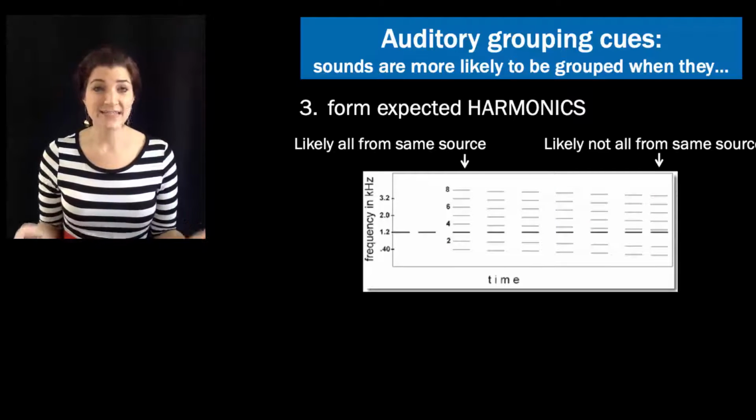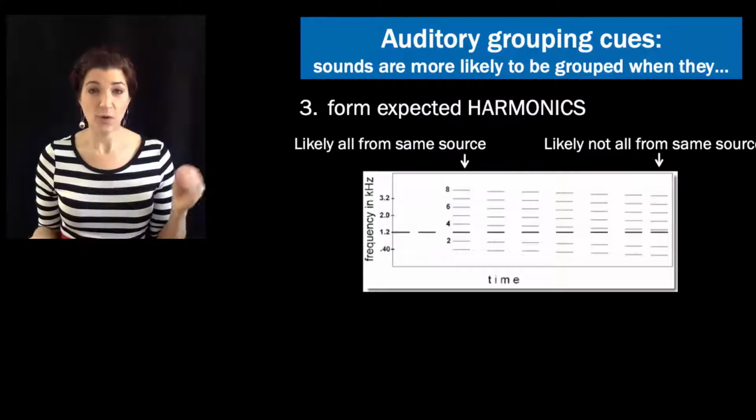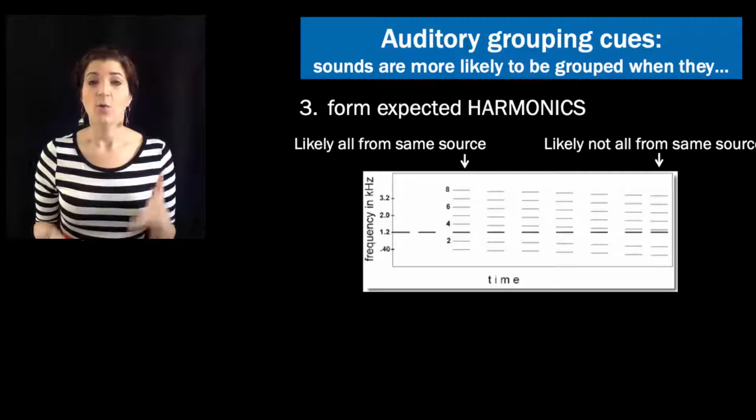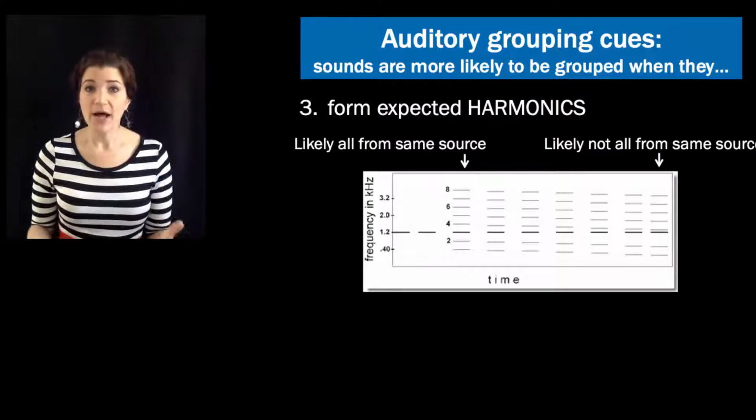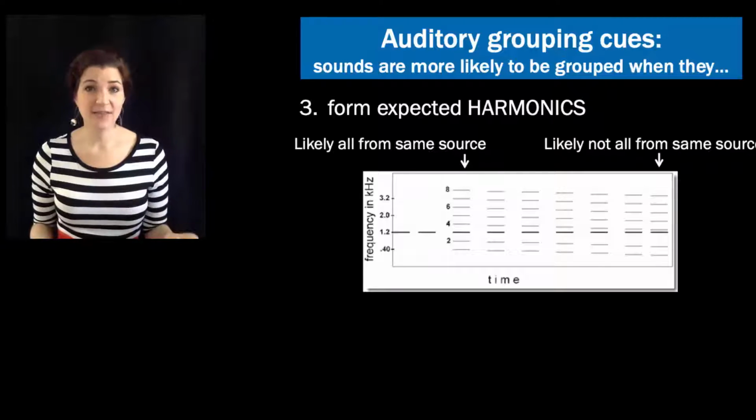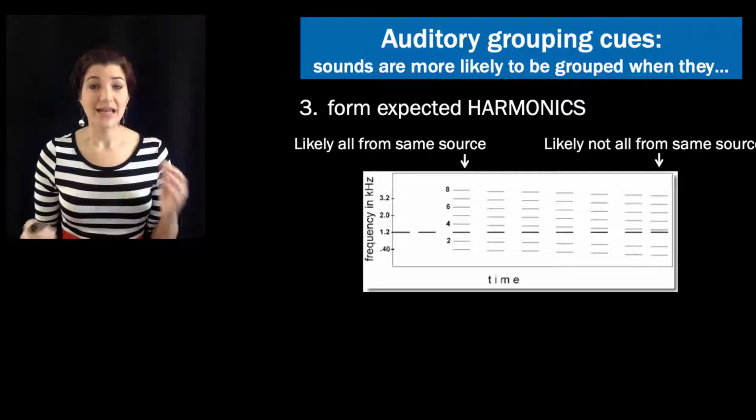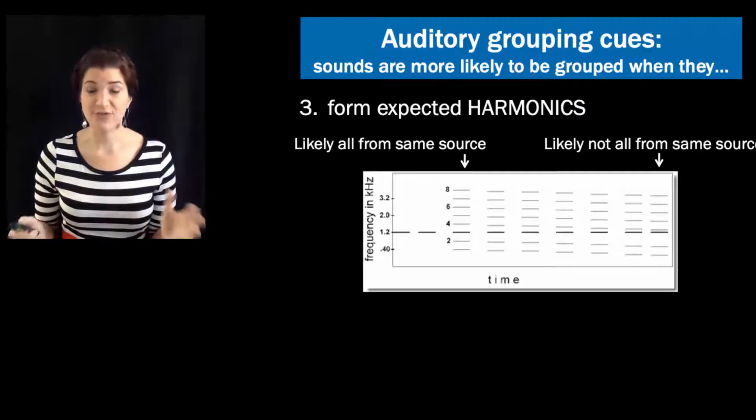So when it is conceivable that that pure tone is one of the harmonics in a complex chord, we hear it as a single stream. But when that chord gets sufficiently out of sync that it could no longer be one of those harmonics, now we start to hear it as coming from two different sources.